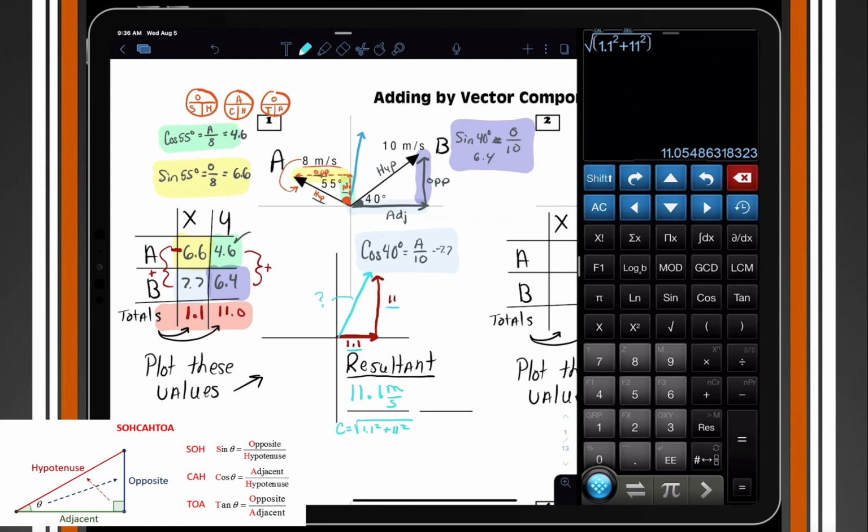Now we need the angle. The angle, we just look at what the inside angle right here is. This side is the opposite side. This side is the adjacent side. So I can use tangent theta equals opposite divided by adjacent. I go to put that into the calculator. I want the inverse tangent of 11 divided by 1.1. Close it. That is an 84.3 degree. And I'm just going to put on here north of east direction.